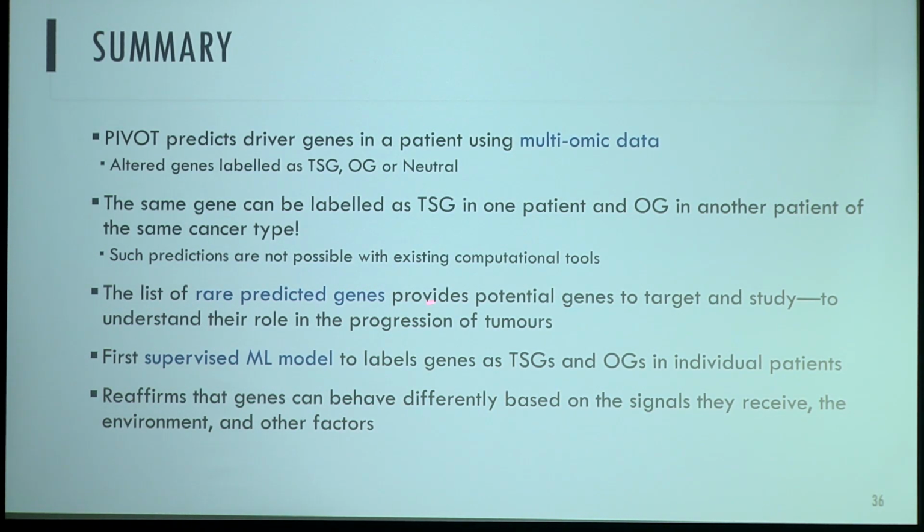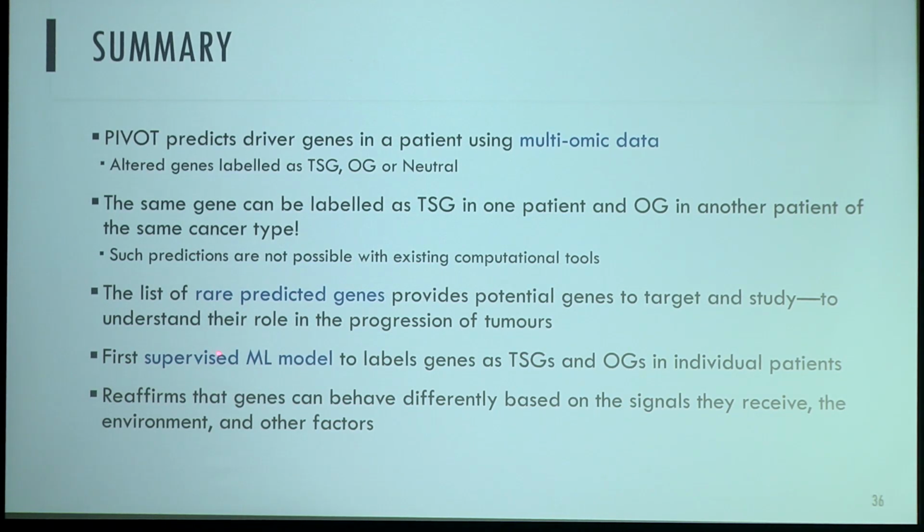And the list of rare predicted genes provides a nice bunch of genes to target and study, because a lot of the drugs that are today being developed for cancer are focused on these driver genes. So it makes a lot of sense to have different methods throw up driver genes, and obviously you need more validation and filtering and so on, but I think this is a very good place to start if you want to look at personalized medicine and better therapies and so on.